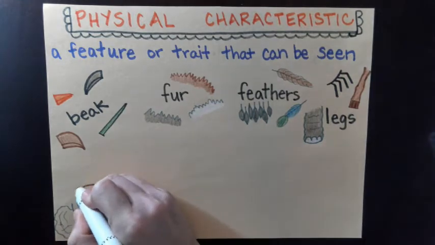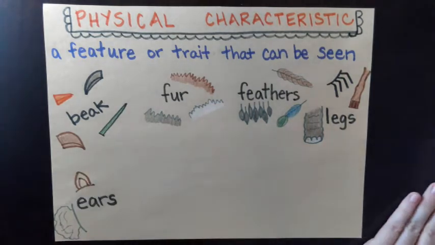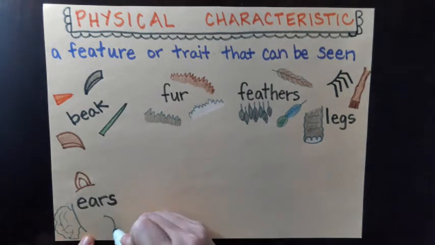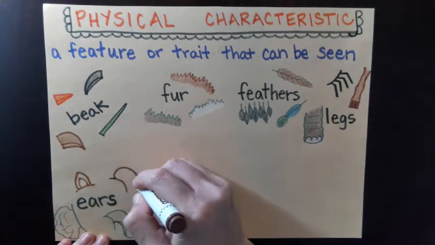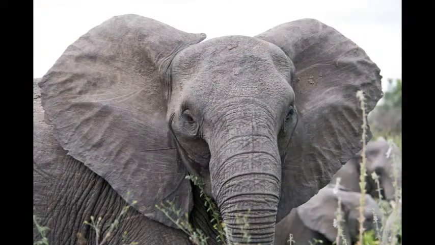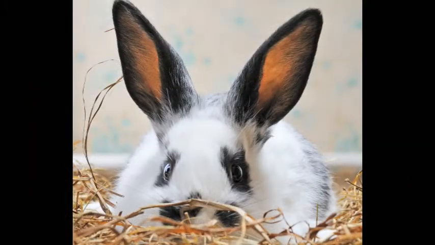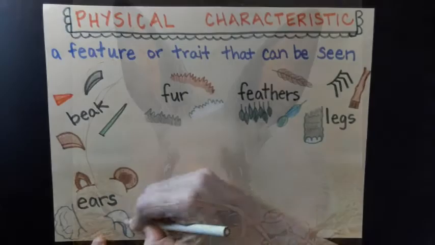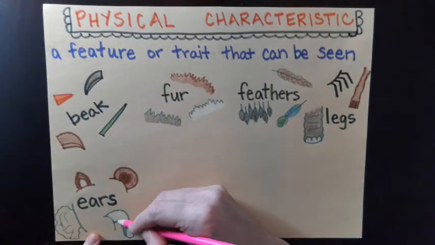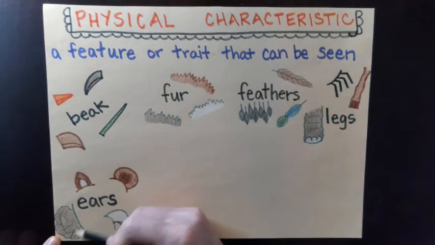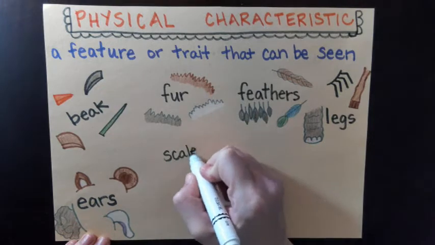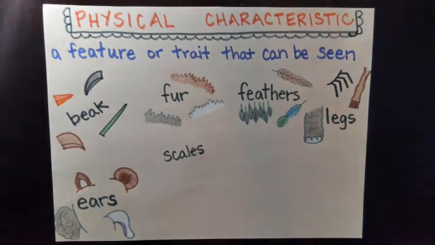Another physical characteristic would be ears. Our ears help us hear, but there are some animals that need better hearing abilities because they would be considered prey, meaning other animals are trying to hunt them and eat them, so they need better hearing to help protect them in their habitat.